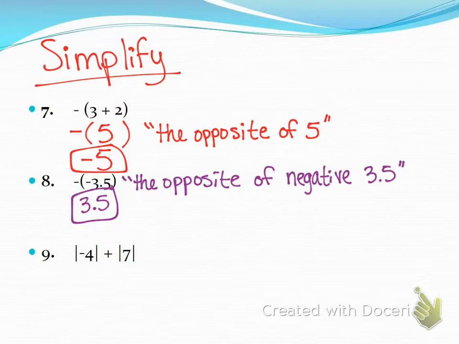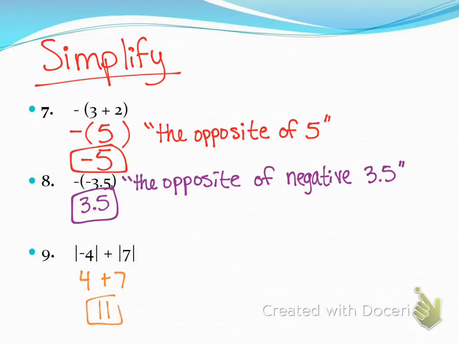All right, on number 9. Now, what are we looking at? Those bars mean absolute value. So we need to do both of these absolute values first, and then we can add them together. What's the absolute value of negative 4? 4. The absolute value of 7? The absolute value of 7 is a positive 7. Now we can add those together. What do we get?